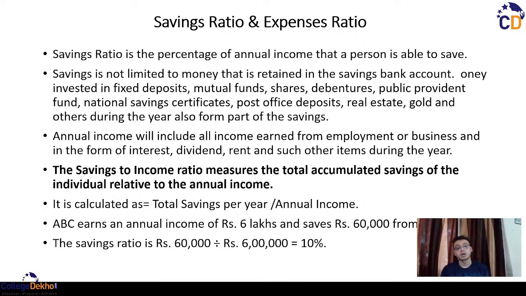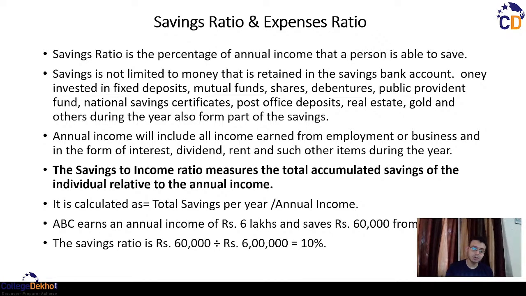Then you have your savings ratio, the first ratio that we're going to talk about, the savings ratio and expenses ratio. When we talk about the savings ratio, it is the percentage of annual income that a person is able to save. For example, your annual income is 5 lakh rupees. Out of that, 10% you can save, 50,000 rupees you are able to save. That's a saving ratio. So if you are able to save 50,000 from 5 lakh rupees, then 4 lakh 50,000 is your expense ratio.